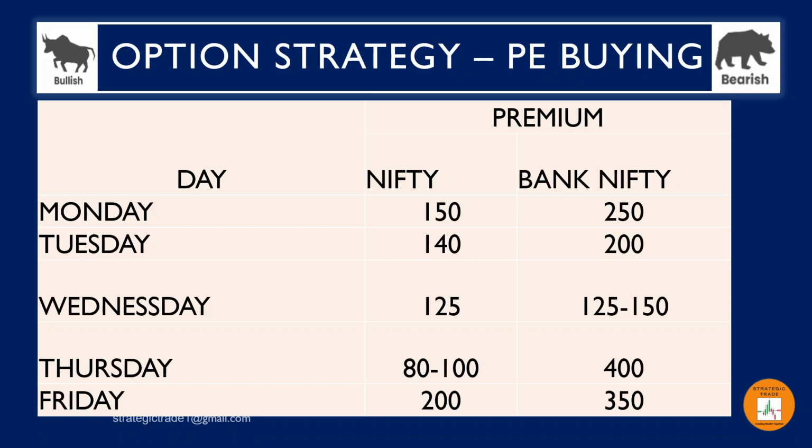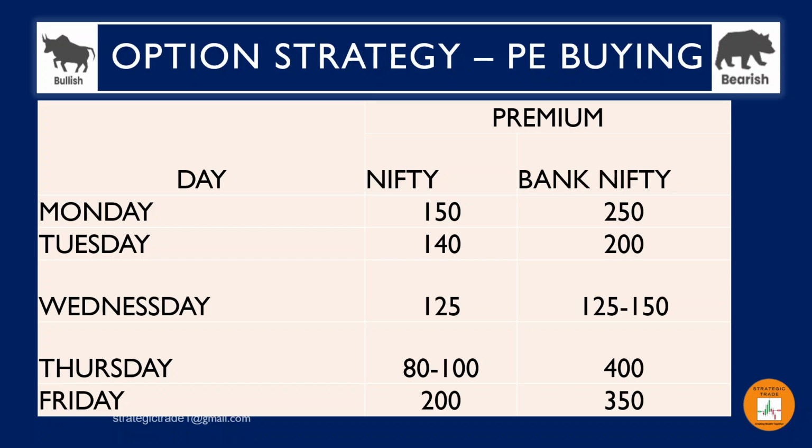Here I have given some small notes you can note down. I have given Nifty and Bank Nifty; in the same way, you can correlate Fin Nifty and Mid Cap Nifty. On Monday, Bank Nifty's expiry is Wednesday and Nifty's expiry is Thursday. That is why I have put the minimum strike premium for Wednesday and Thursday: 125 to 150 for Bank Nifty and 80 to 100 for Nifty.